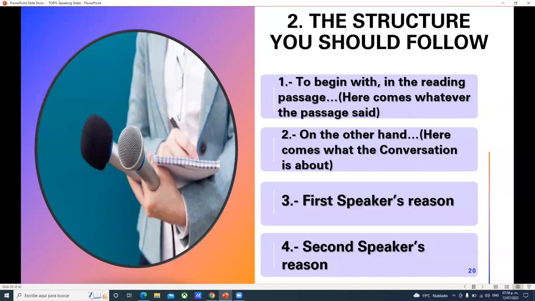To begin with, in the reading passage, you say what the reading passage was about. On the other hand, you mention what the speaker's opinion is, if he agrees or if he disagrees. You mention his first reason for having that opinion, his second reason, and that's it. You have to do that in 1 minute, okay? So don't worry, tomorrow we're going to practice. Tomorrow's class is going to be only practical, so we're going to have the opportunity to continue with this.